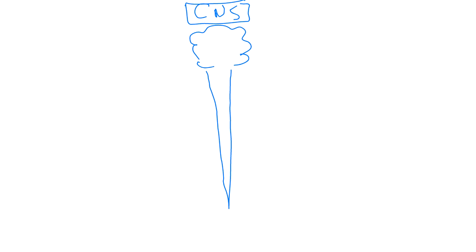As far as organs, this is the easy one, because the CNS has two organs, brain and spinal cord. So brain and spinal cord, that's CNS. And the job is complex, but it could be summarized as integration.